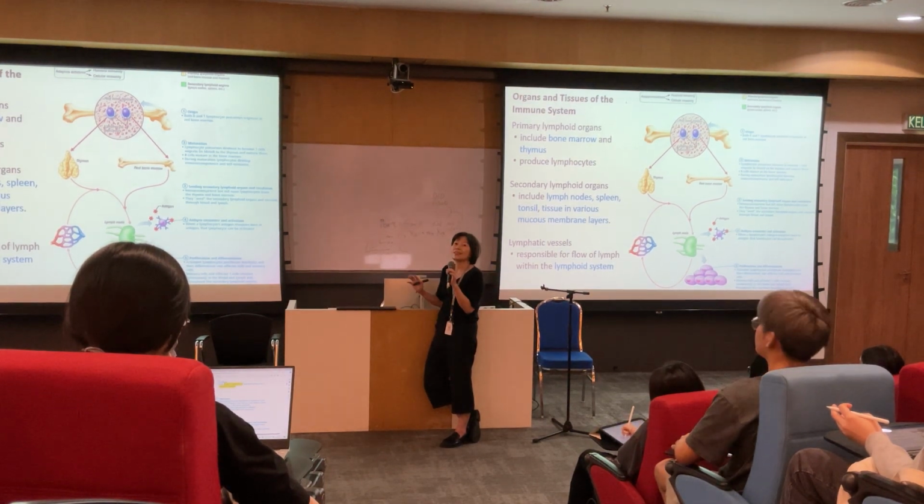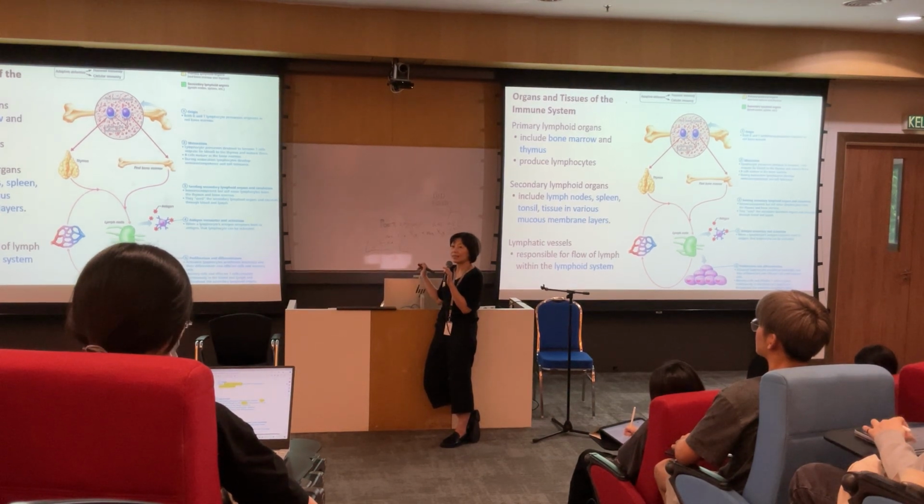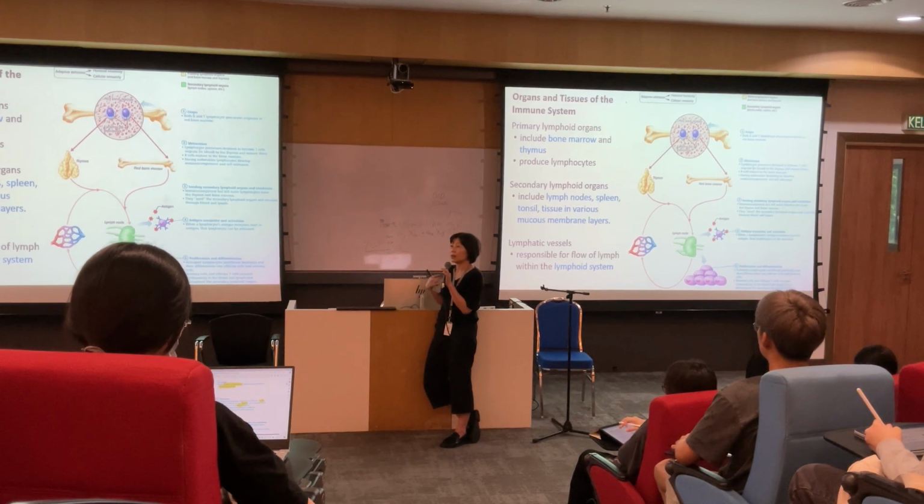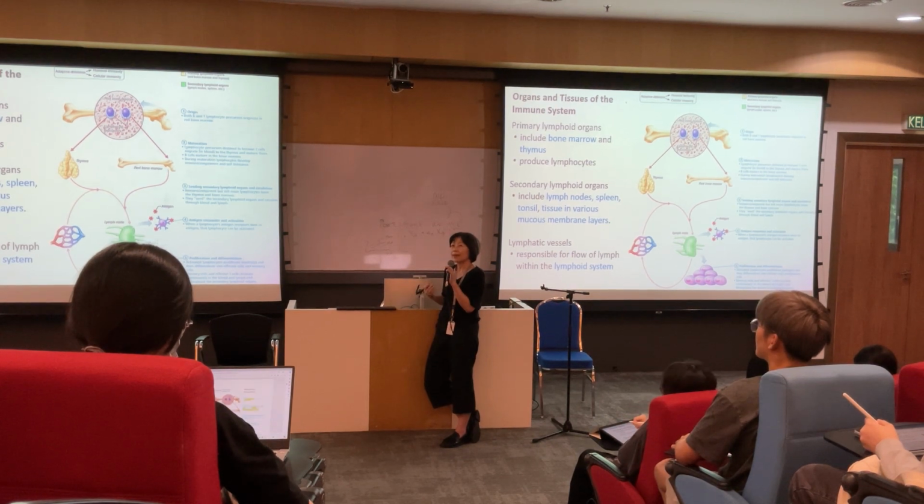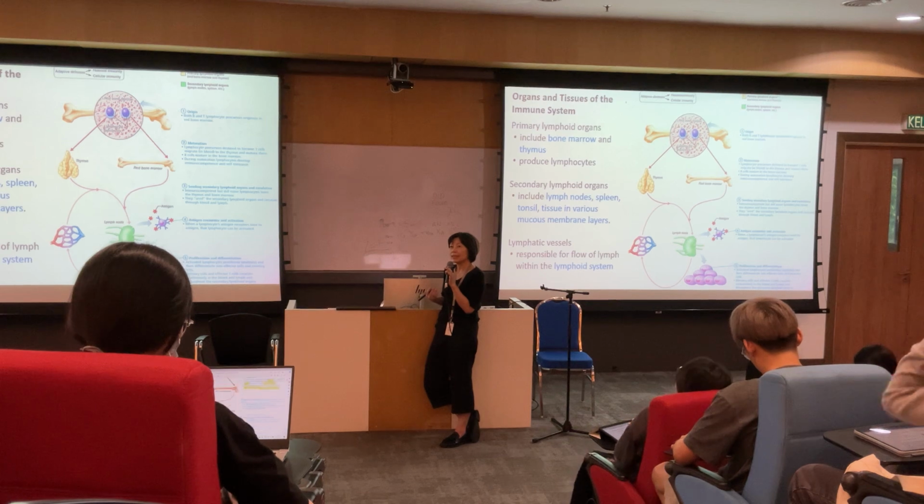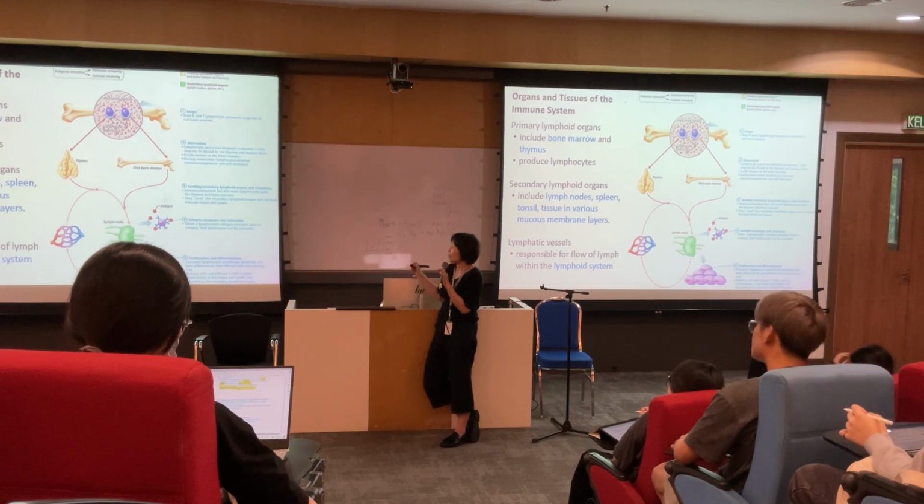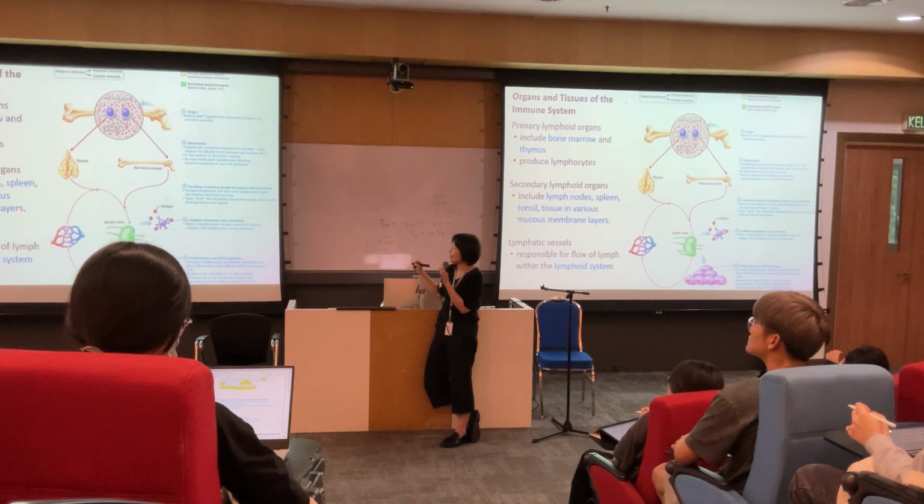Everyone clear? You might have to just memorize what I'm talking about, the primary and secondary. This is where your T cells and B cells develop. When we talk about how we make our T cells and B cells, of course, everything starts from the bone marrow, right? The bone marrow is just making stem cells, precursor cells. But if you want B cells and T cells to become mature and functional, you have to go through the primary and secondary organs.